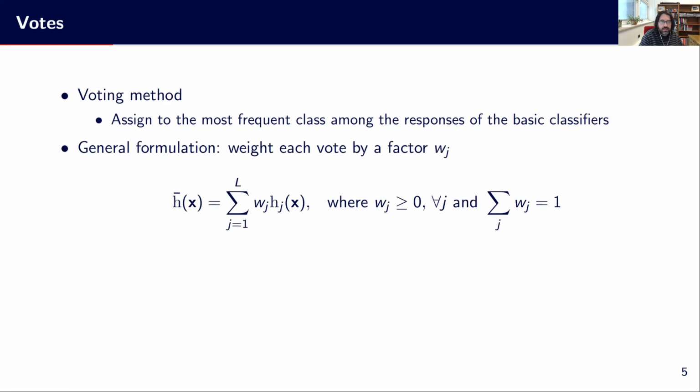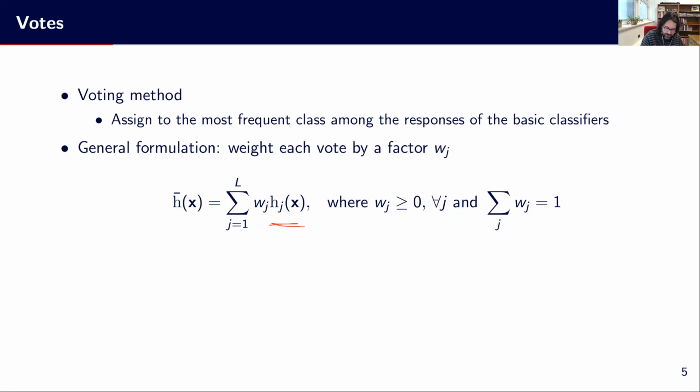We can generalize this with some kind of weighting. Here we have a weight for each voter. So if we are putting ourselves in the context of binary classification, every HJ that we see here is the binary decision of, is it from the positive class or negative class? So we can get something like 1, 0 or 1, -1. Both are okay in that formulation. So we have a basic decision that is positive or negative.